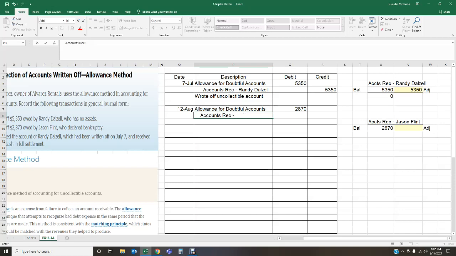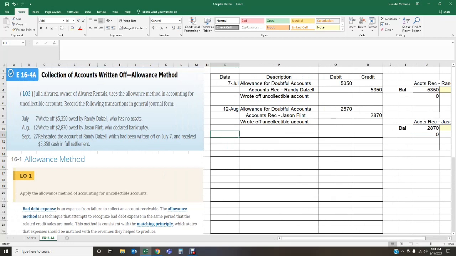And this is for Jason Flint. Okay, so by me crediting the $28.70 here, my balance for the accounts receivable for Jason Flint will be zero. So these are the adjustments that I'm making. I'm zeroing out my receivable for these customers that are not going to pay us. This is the same description: I'm going to write off the uncollectible account. We're not collecting for it. That happened on the 12th. So we already zeroed out those two accounts receivable.